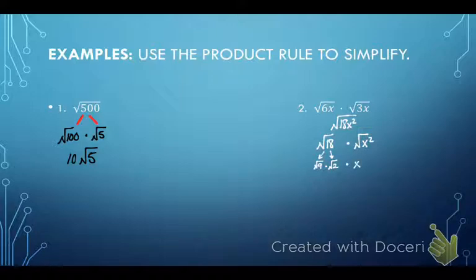Just x, right? Square root of 9 is 3. So I have 3 times the square root of 2 times x. Everything that's left outside of the radical goes in front. So 3x. Everything that's left inside, square root of 2.